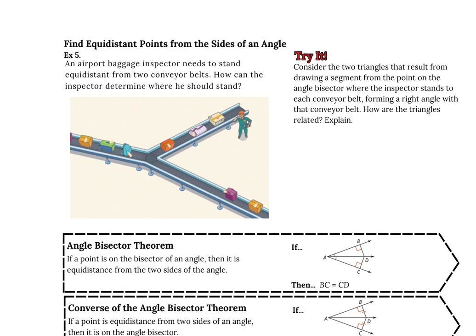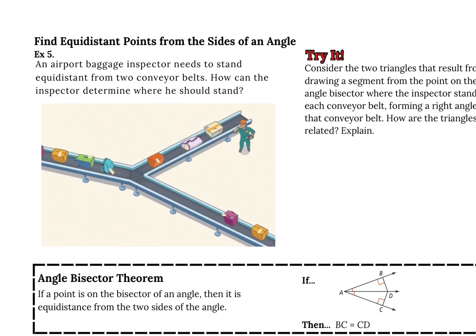All right, example 5. An airport baggage inspector needs to stand equidistant from 2 conveyor belts. How can the inspector determine where he should stand? Okay, so we want to create a perpendicular bisector with each of the conveyor belts. So I would be creating a perpendicular bisector. Try that again.